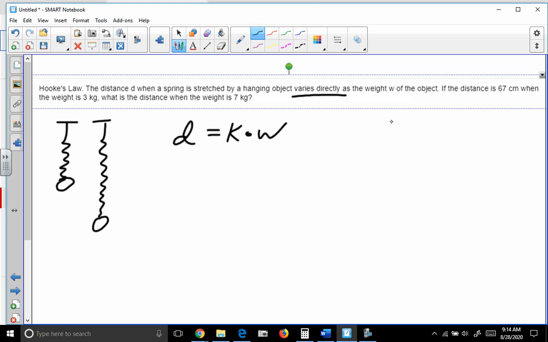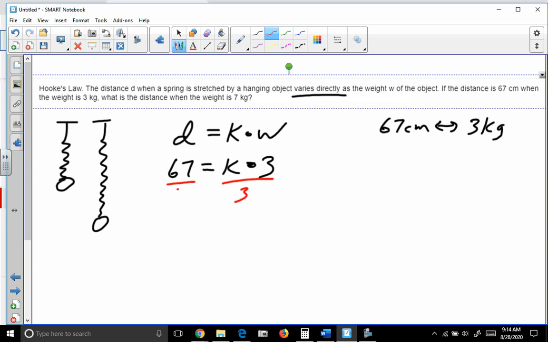So we're given the data value: 67 centimeters of stretch corresponds to 3 kilograms. So if we put 67 in for the distance and 3 in for W, we can find K. So divide by 3. So K is 67 over 3. That doesn't reduce, but let's leave it as a fraction, not a decimal. So D is 67 over 3 times W.